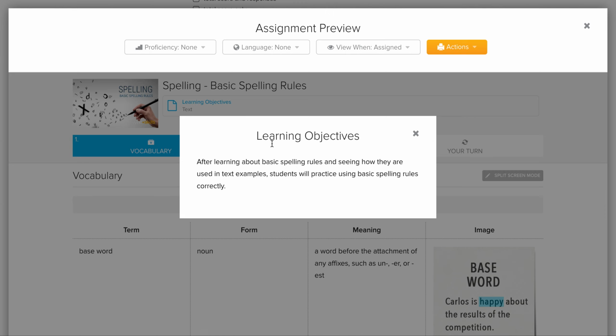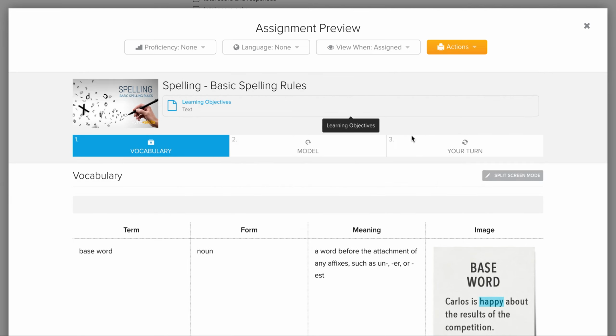After learning about basic spelling rules and seeing how they are used in text examples, students will practice using basic spelling rules correctly. Let's go ahead and go through the tabs. There's only 3 for this skill lesson.